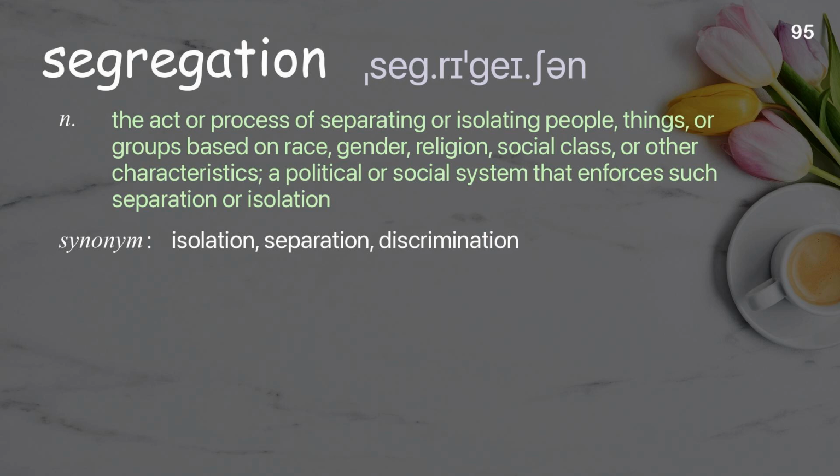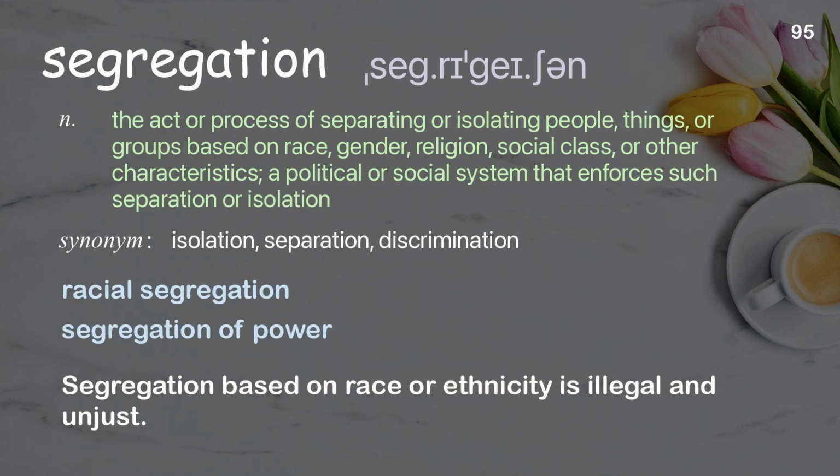Segregation. The act or process of separating or isolating people, things, or groups based on race, gender, religion, social class, or other characteristics, a political or social system that enforces such separation or isolation. Examples. Racial segregation. Segregation of power. Segregation based on race or ethnicity is illegal and unjust.